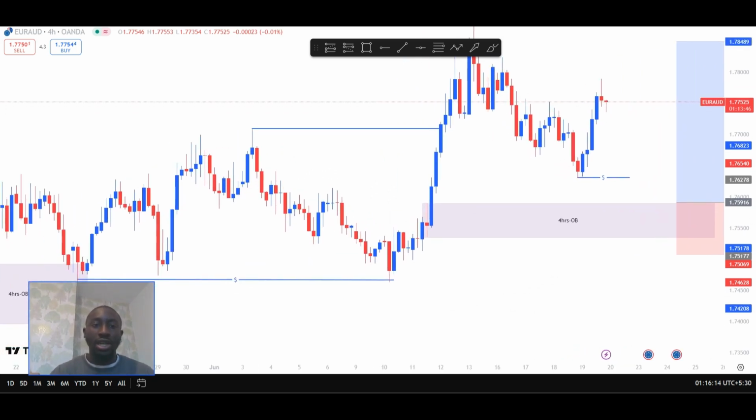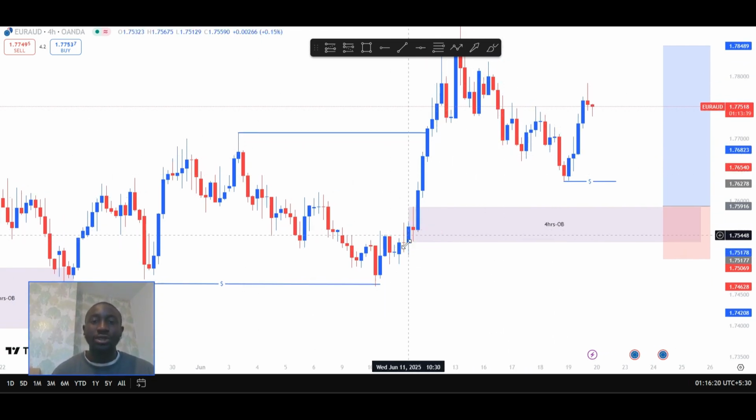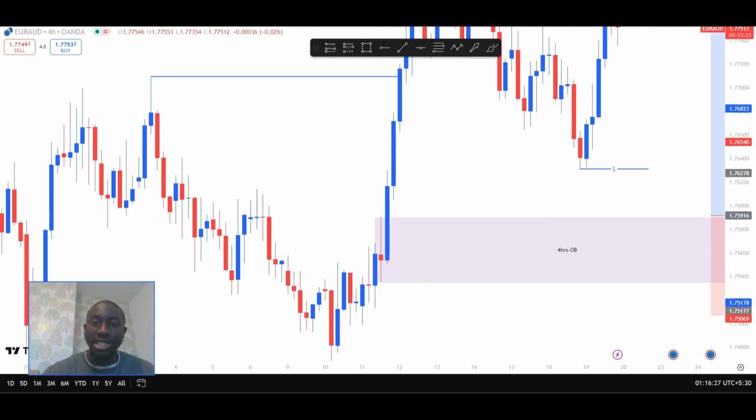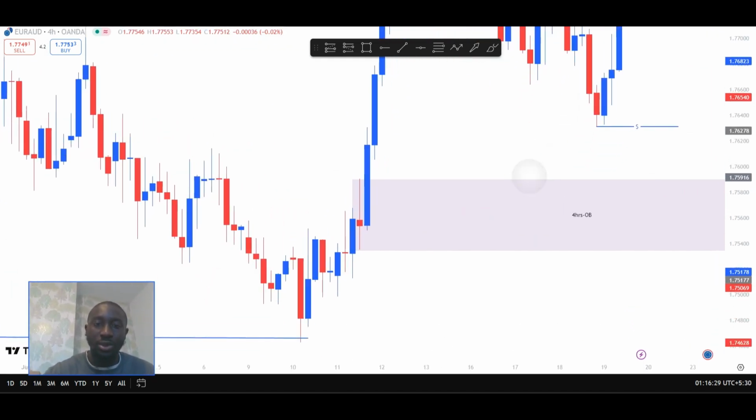Now if you look at the structure, price has already taken out this buy side liquidity, which is this break of structure from this area. Now I need to expect a pullback down to this 4 hour order block before I can trade. Now let me show you another example of the 4 hour order block. Don't forget, this is a buying structure. We are taking out the buy side liquidity right now.